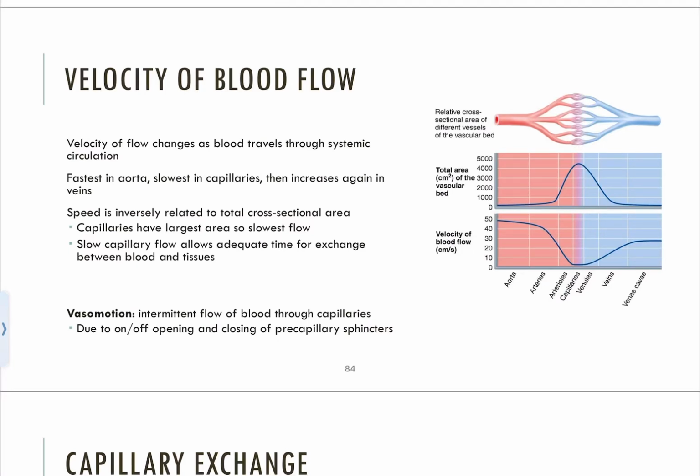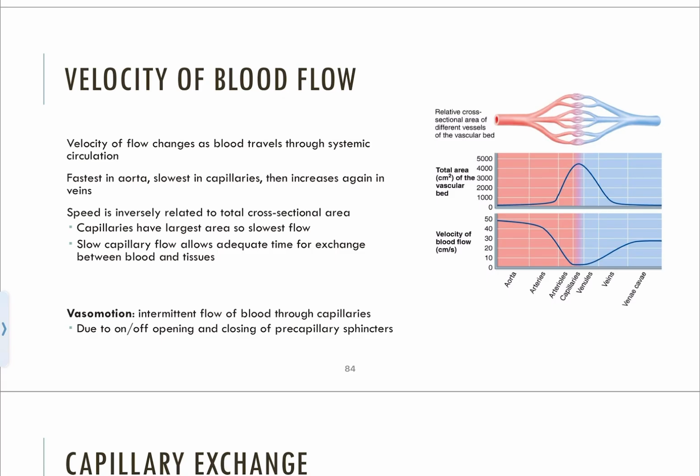Okay, so moving on to section 10 of chapter 19, we're going to talk about the blood flow through our capillaries and how it's slow, and the purpose of the slow blood flow and its function in helping promote diffusion of nutrients, gases, and other fluids needed. So the velocity of flow changes as it travels through our systemic circulation.